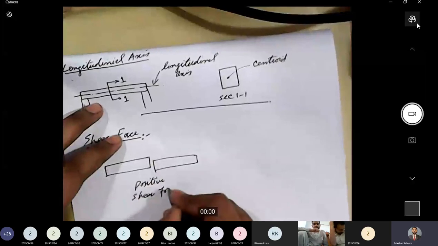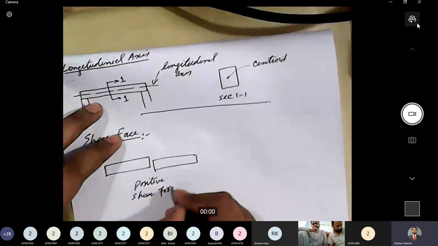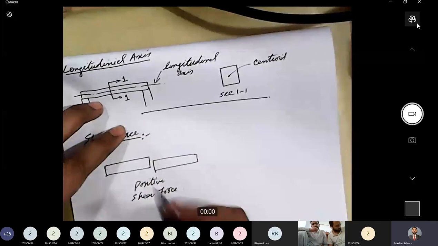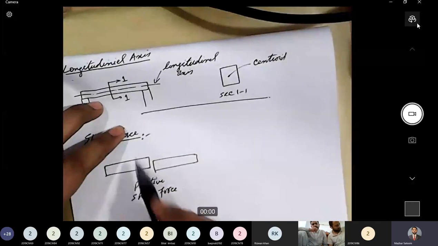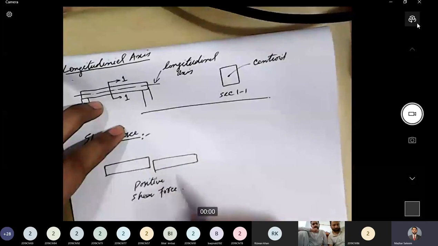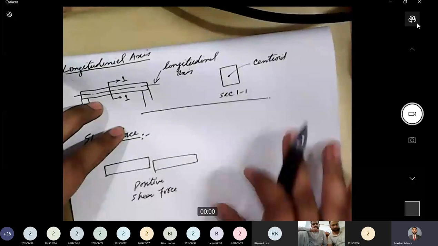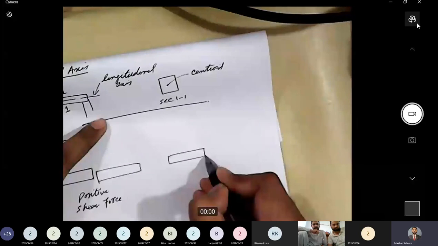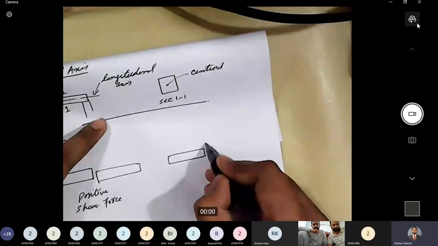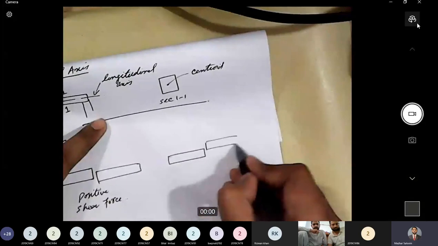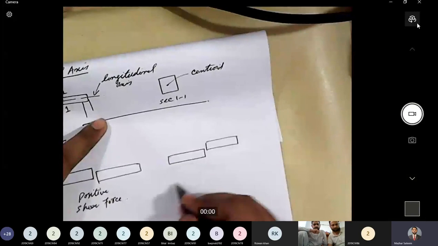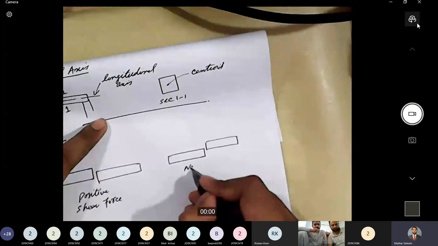Positive shear force, in which left part of the section moves upward and right part of the section moves downward. This is positive shear. And then there is a second case in which left part of the section has a tendency to move in the downward direction, and the right part of the section has a tendency to move in the upward direction. This is termed as negative shear.